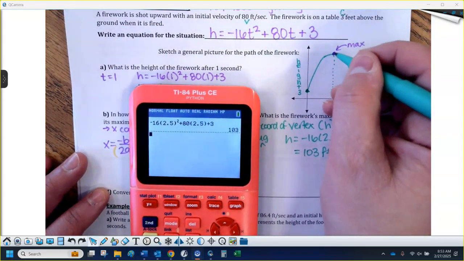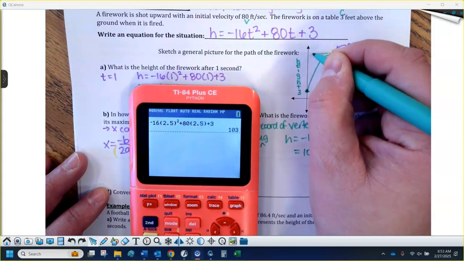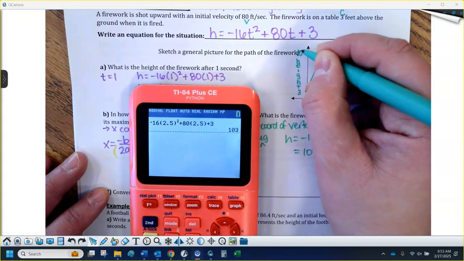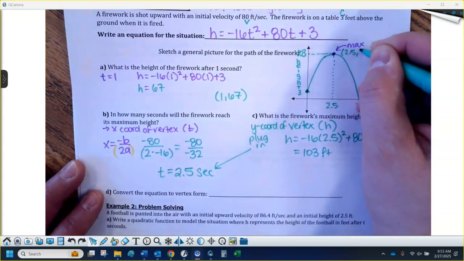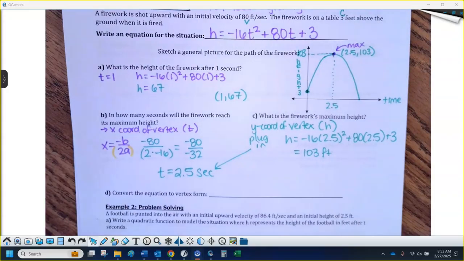So then, I know my graph is probably not drawn to scale. So up here, this would be 103 feet. So that point would be 2.5, 103 on the graph.